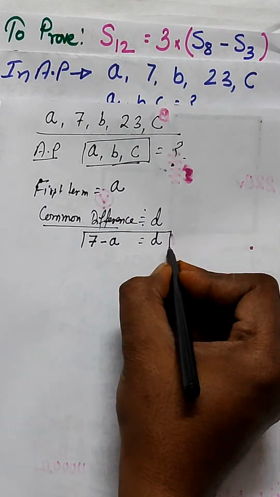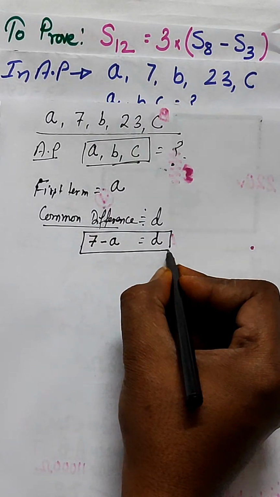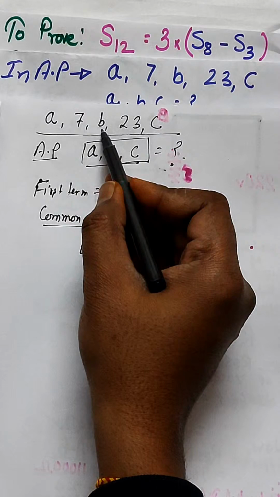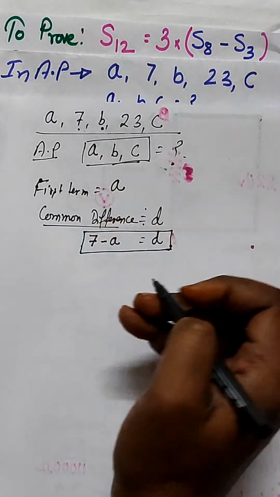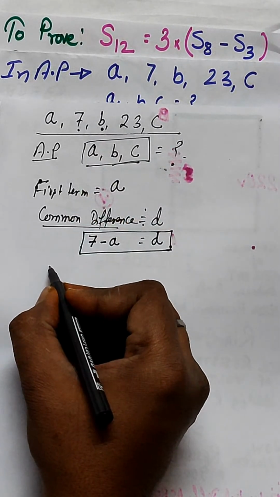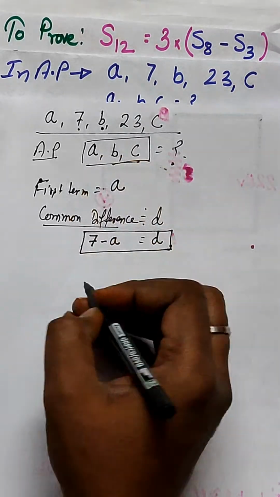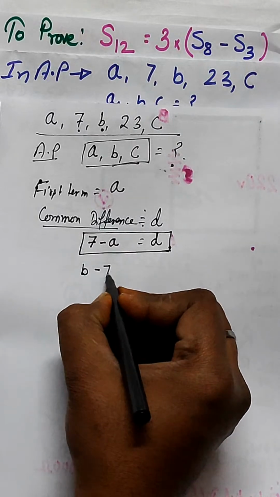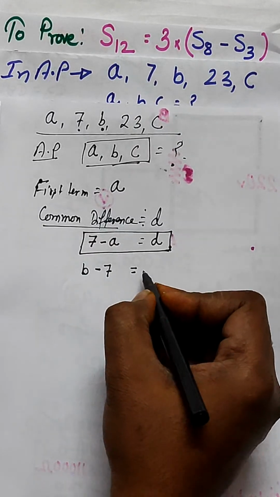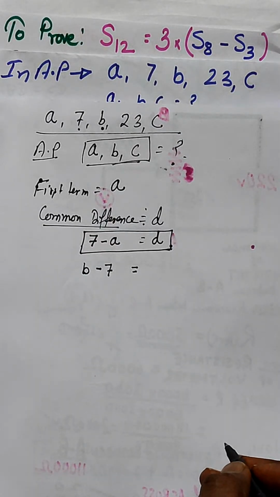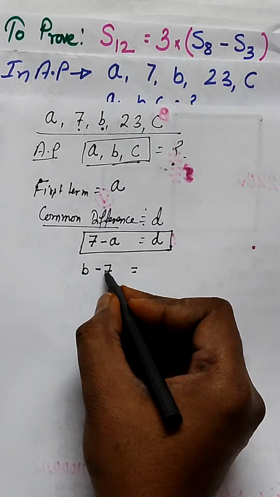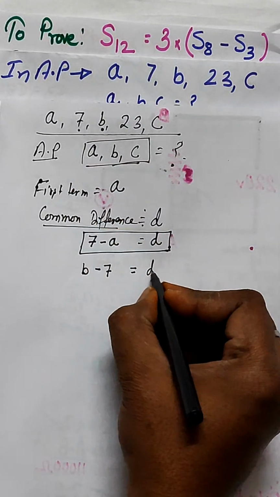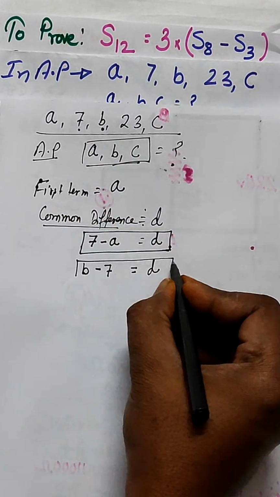So this is one of the equations which we are having, right? Again, take this third and second term. Then we get third term is B. B minus 7. What will be the value? Tell me. B minus 7 will give again the same common difference D. So this is our second equation.